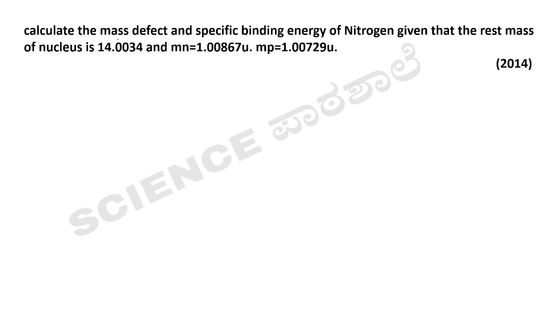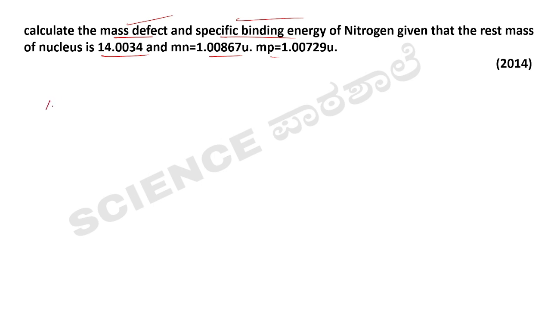Calculate the mass defect and specific binding energy of nitrogen, given that the rest mass of the nucleus is 14.0034, mass of neutron 1.00867, mass of proton 1.00729. What we have to calculate: the mass defect and the specific binding energy. Before that, we have to calculate binding energy also. Without binding energy, we cannot find the specific binding energy.